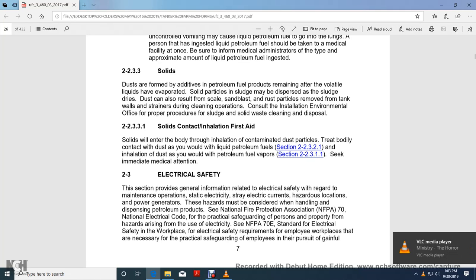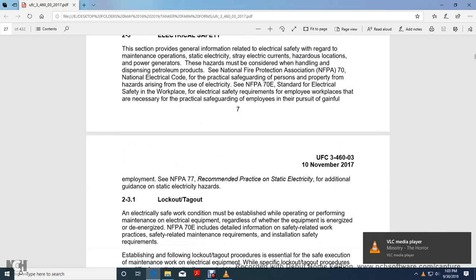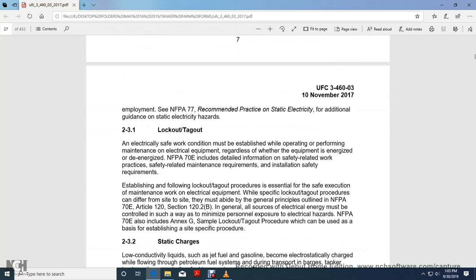Electrical safety requirements for employee workplaces are necessary. Practical safeguarding of employees is pursuant to gainful employment. National Fire Protection Association 77, the recommended practice on static electricity, provides additional guidance on static electricity hazards.